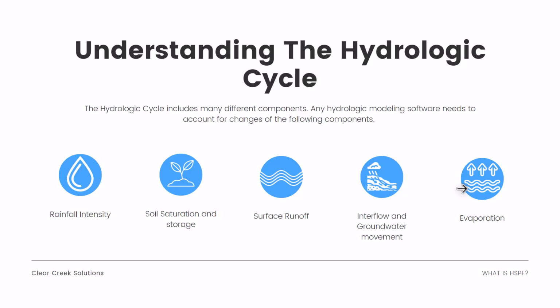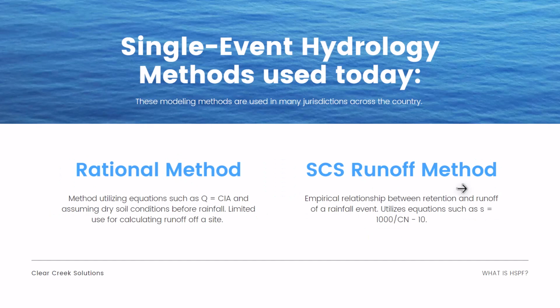So the hydrologic cycle includes many different components, and any hydrologic modeling software needs to be able to account for changes of the following things, I would say at a minimum. Something like rainfall intensity, soil saturation, and then the storage in that soil, the surface runoff that's created, and then the interflow and groundwater movement, and then the eventual evaporation of that rainwater. All this needs to be accounted for when we're designing facilities.